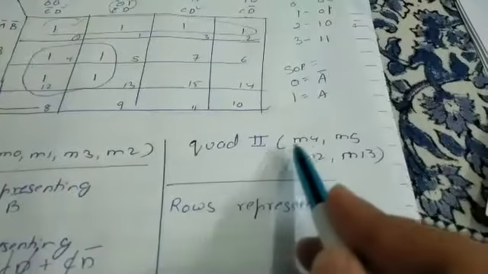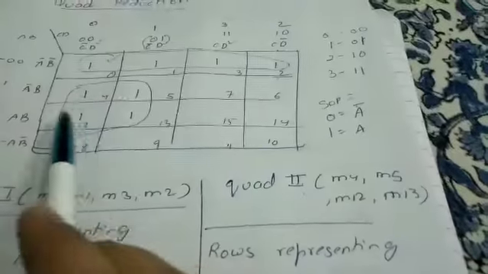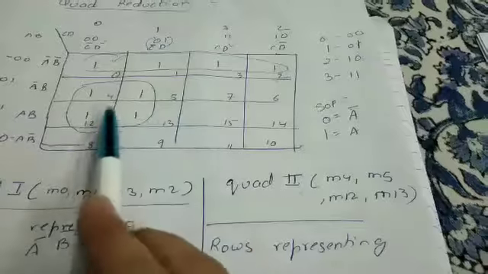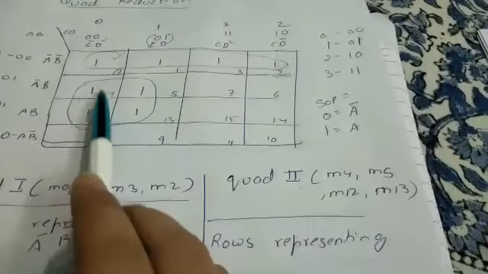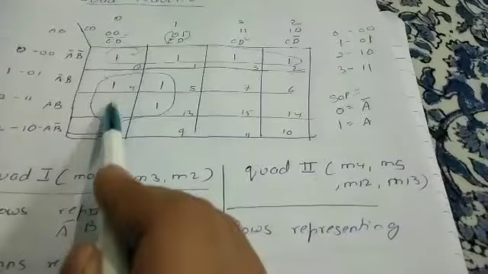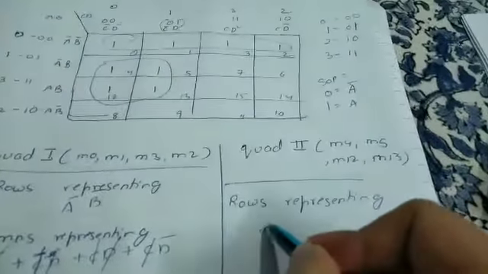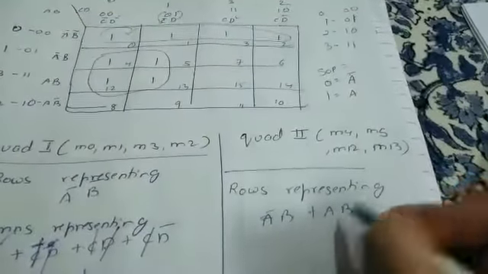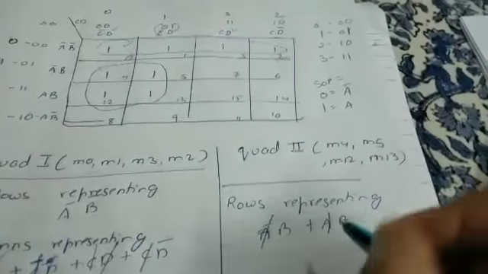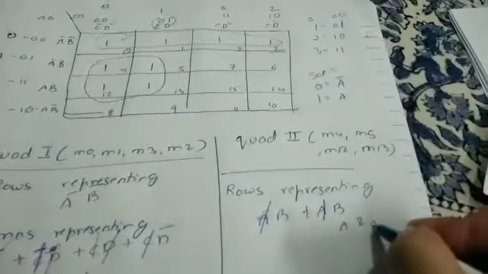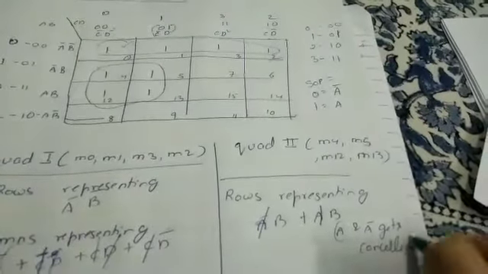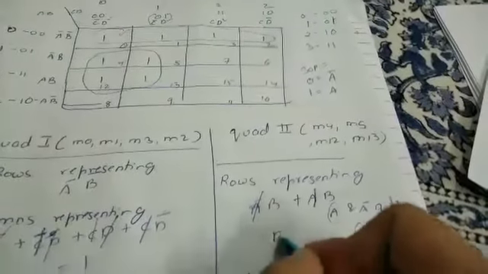Quad 2 has been represented by M4, M5, M12, M13. That's the cell address, the numeric address. Now what are the rows representing? There are 2 rows. This quad has been expanded to 2 rows, A naught B. So I'll write here A naught, B. And what is the second? A, B. So here your A naught and A get cancelled. Now your B is common, so you write here B only.